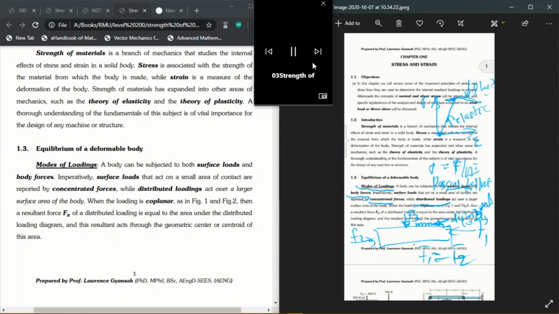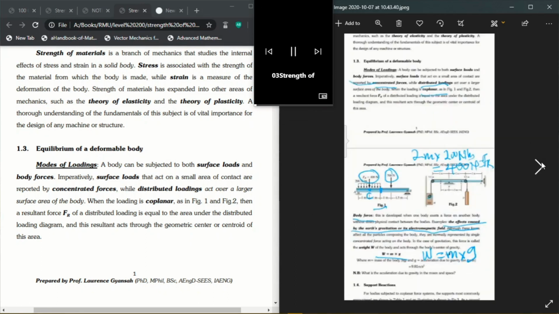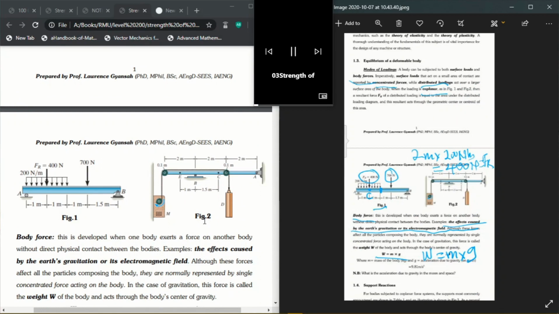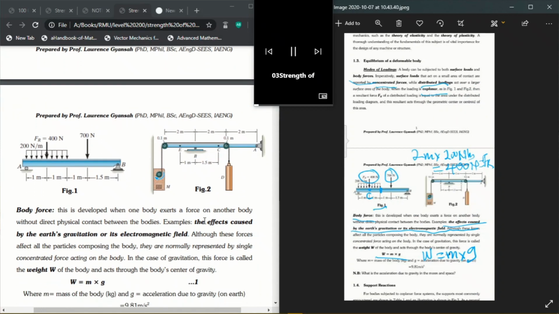Okay, so we are continuing from where we reached. If you look at chapter 1, page 2, both page 1 and page 2 of the lecture material, we are continuing concerning modes of loadings. As I said, we have something we call the surface loads and the body forces. And the surface loads is divided into two: concentrated forces, which are forces that are subjected to a unit area.